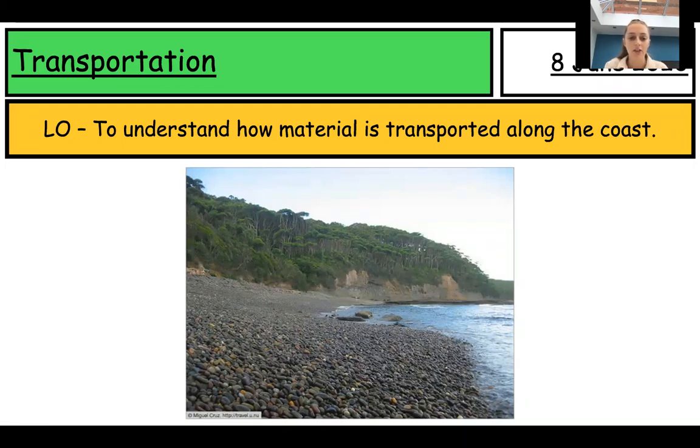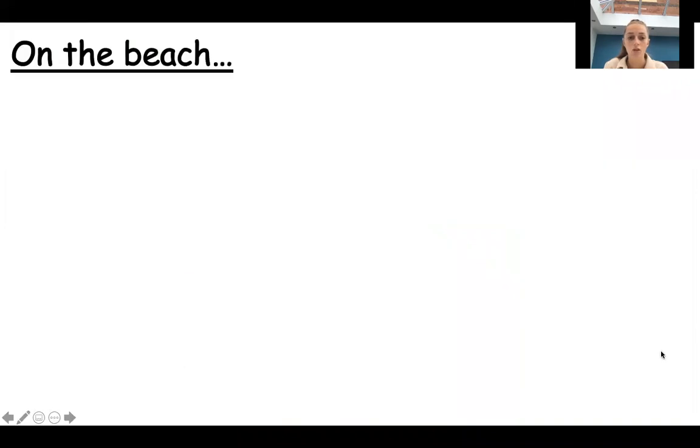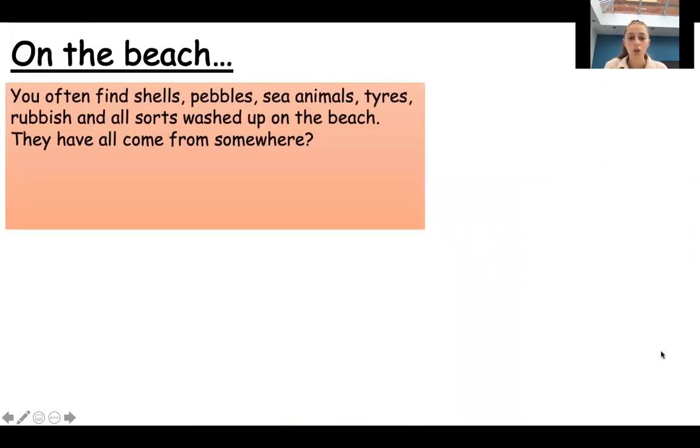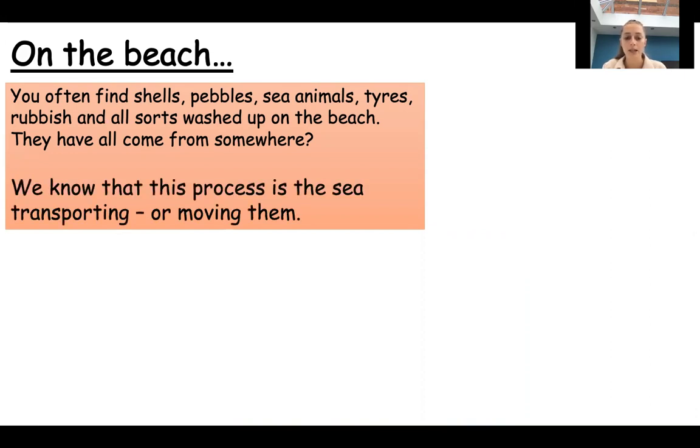This lesson we're going to have a look at transportation. So we're going to have a look at how material is transported along the coast. On the beach, you might find shells, pebbles, perhaps sea animals, rocks, tyres, rubbish and all sorts of things that are being washed up. It's washed up through swash and it's removed through backwash. All this material has come from somewhere. So we know that this process is the sea transporting or moving them.